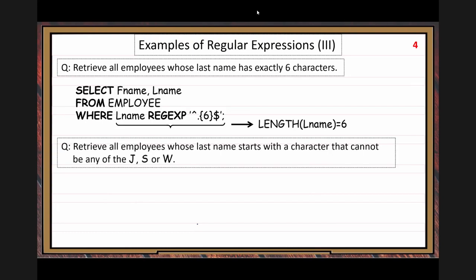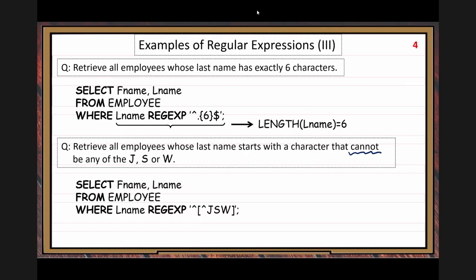Another question. Retrieve all employees whose last name starts with a character that cannot be any of the listed ones. Read the question carefully. This time, it cannot be, so you want to use the negation symbol, not from the list. Any character in the list.